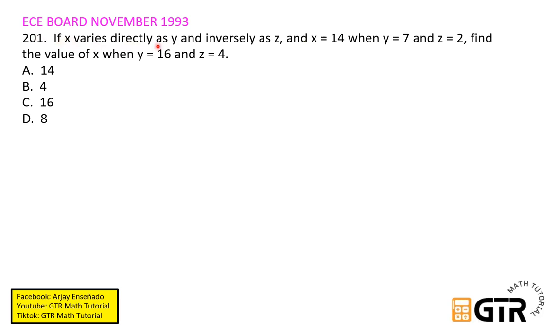So if x varies directly as y and inversely as z, and x equals 14 when y equals 7 and z equals 2, find the value of x when y equals 16 and z equals 4.